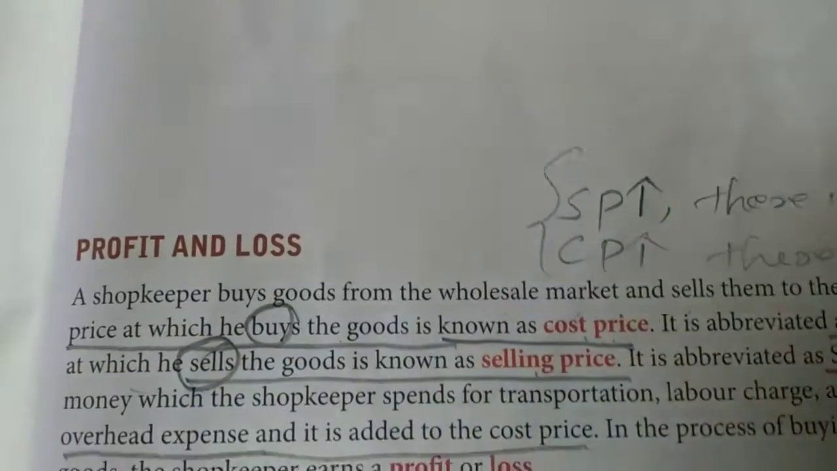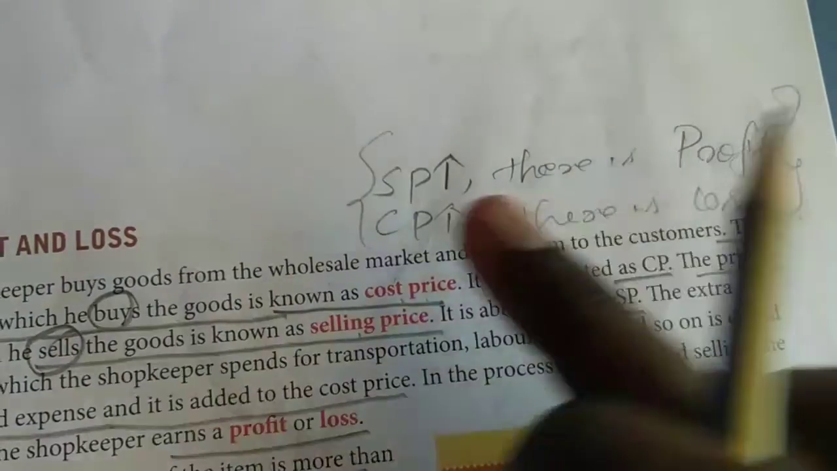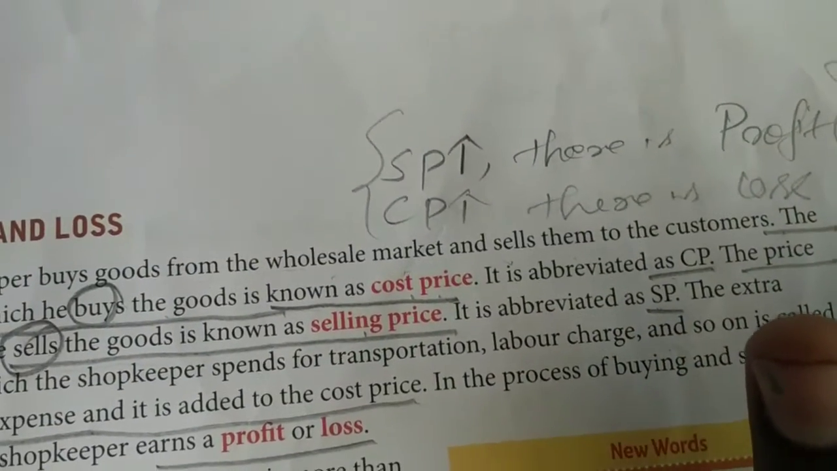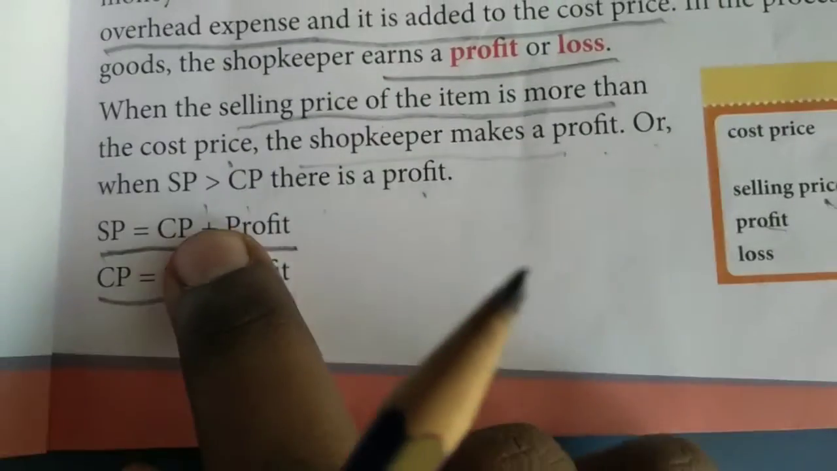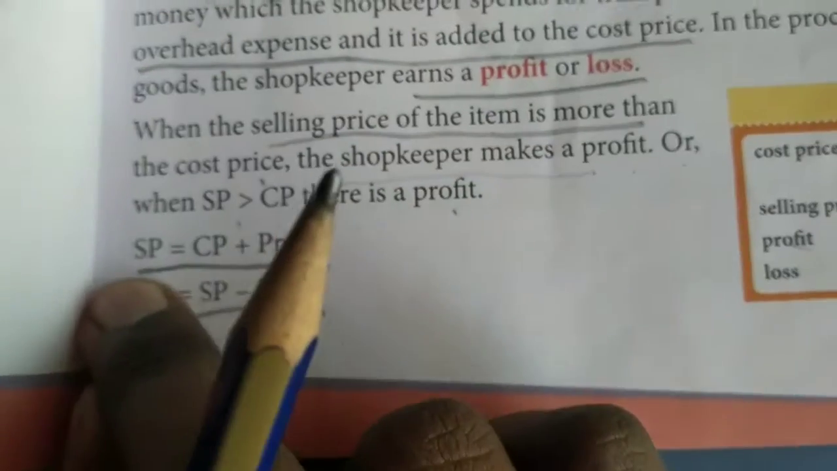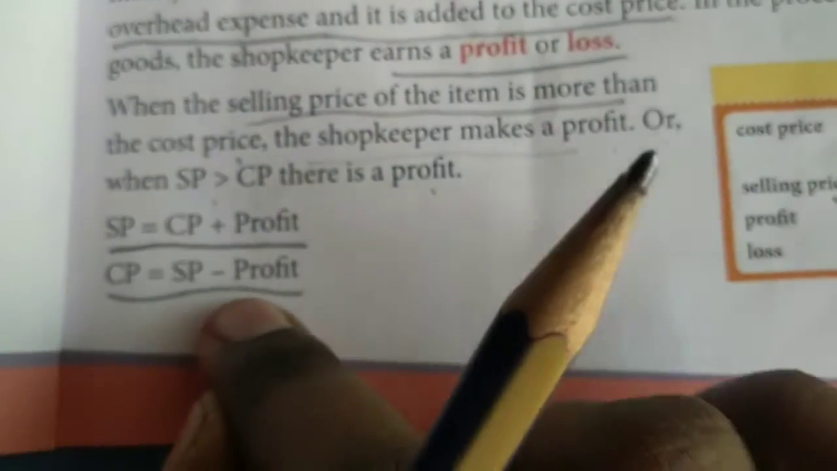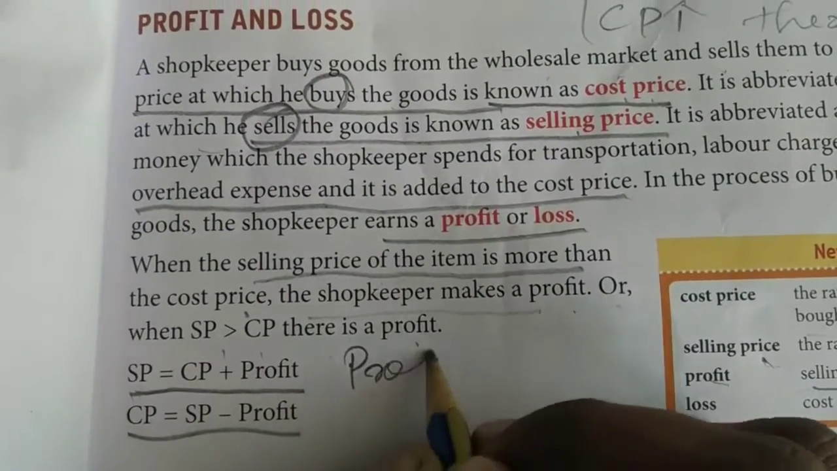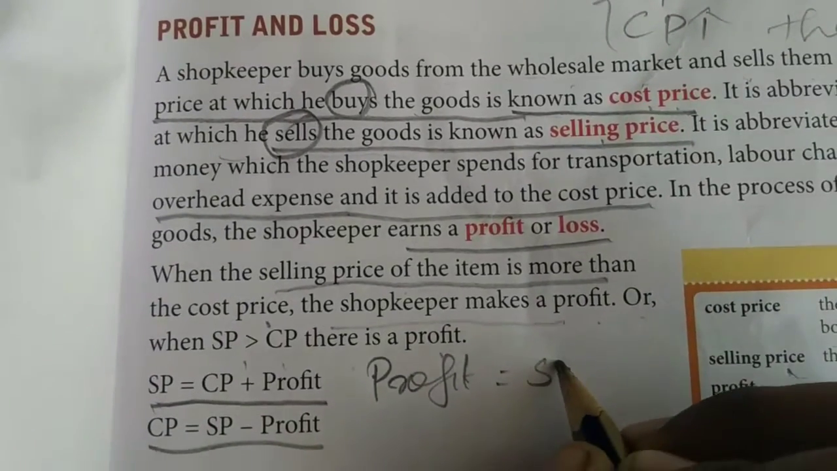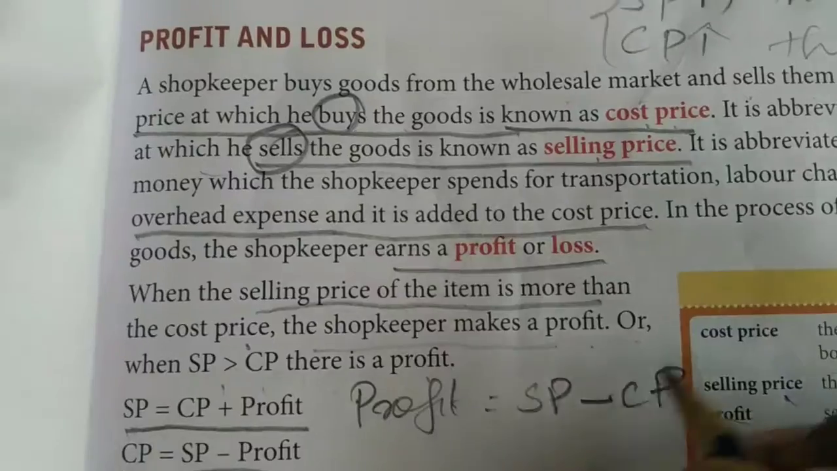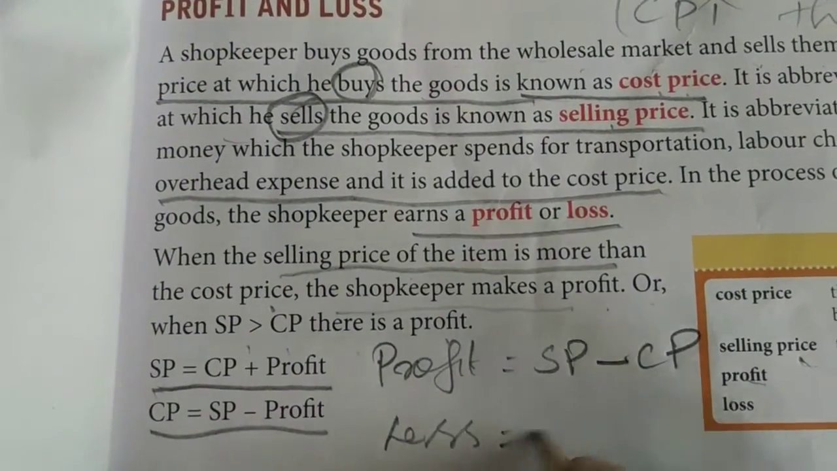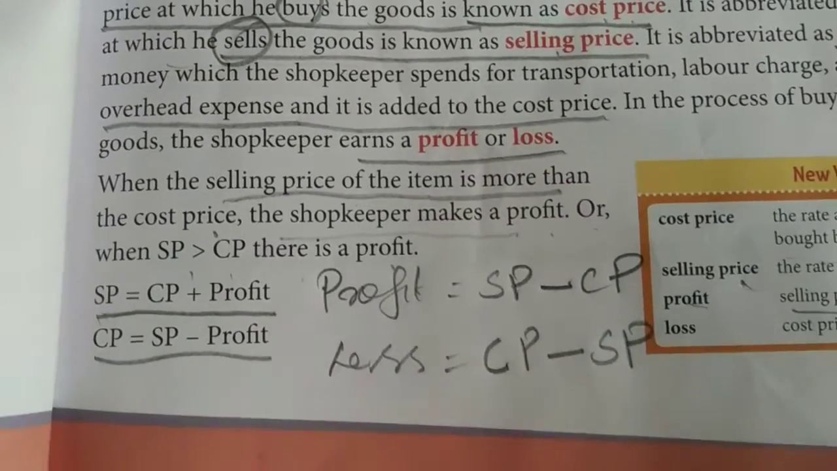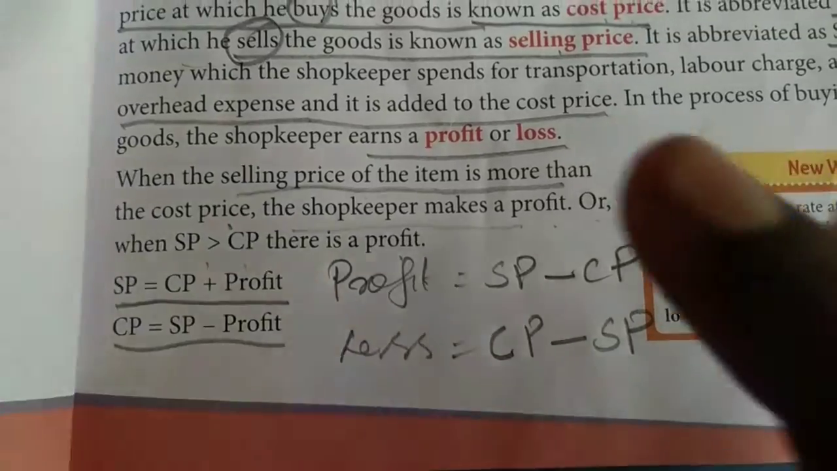These two terms, my dear children, keep in mind. If SP is more, there is a profit. If CP is more, there is a loss. Are you clear? When SP is greater than CP, there is a profit. So SP is equal to CP plus profit. CP is equal to SP minus profit. Or in other words, profit is equal to SP minus CP. Loss is equal to CP minus SP. These are the two important formulas.